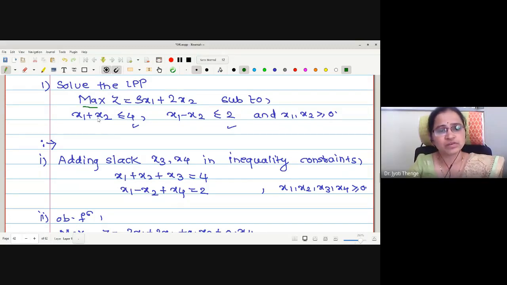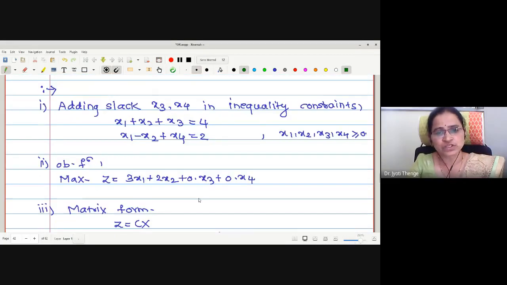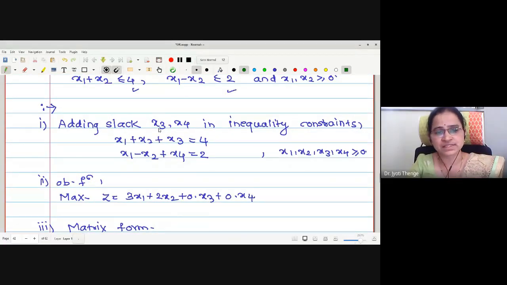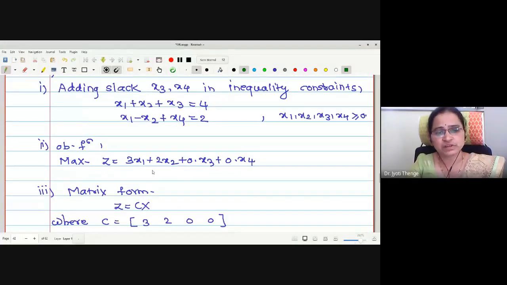Therefore the third step we will follow is to add slack variables to both the inequality constraints in order to convert the inequality constraints to equations. The two variables we have added are x3 and x4. Then this will be my new objective function: 3x1 plus 2x2 plus 0x3 plus 0x4.